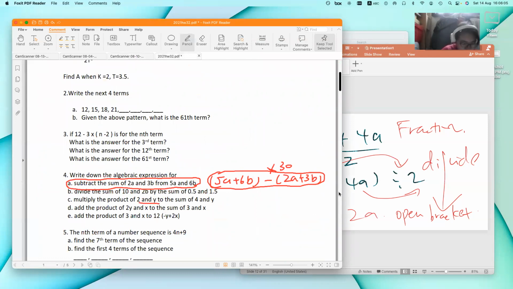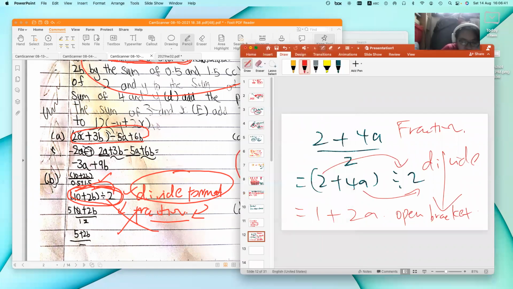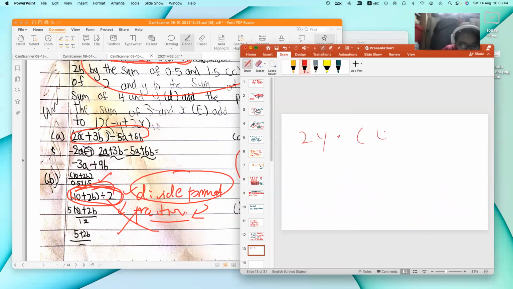Multiply the product of this to the sum of this. So first bracket, second bracket, right? Why do you do all this? This is times, right? Then I thought you should get first arrow, second arrow. Where is your arrow in this question? You are telling me you just open the bracket. You're telling me this is called opening the bracket? No. Now you are showing me this one.